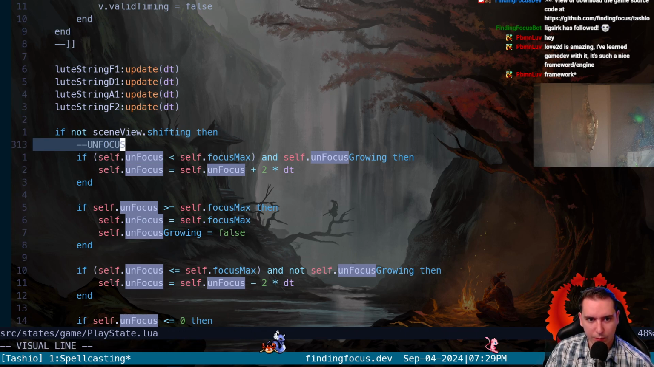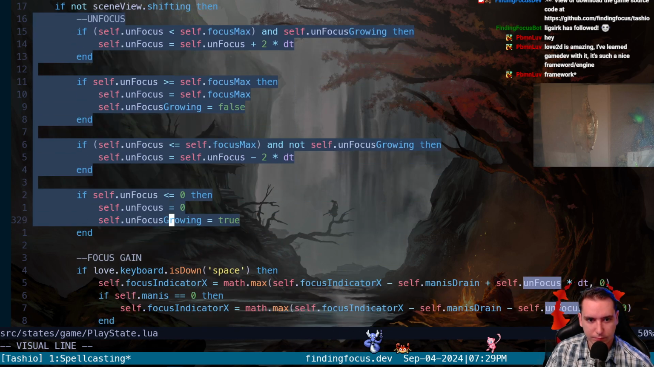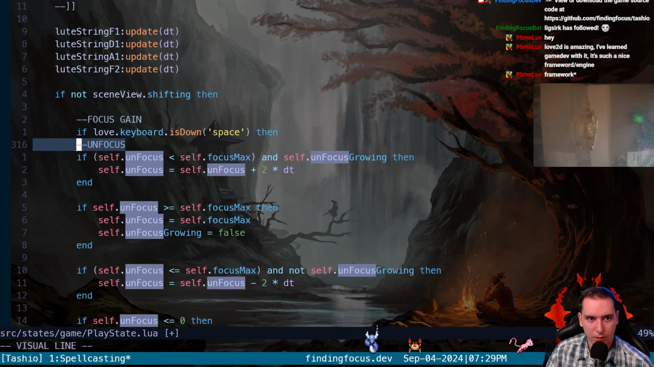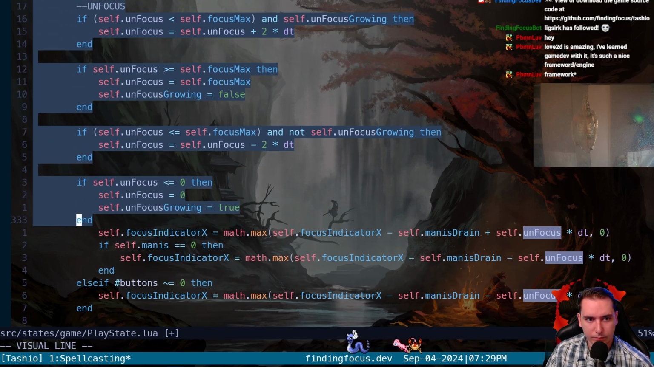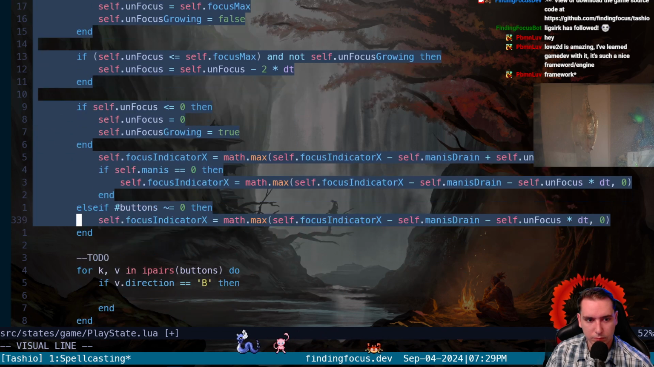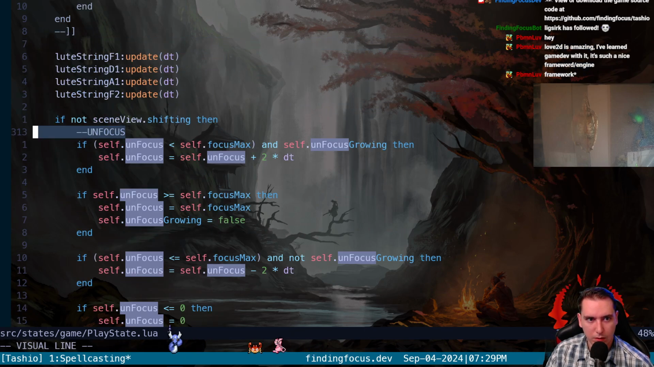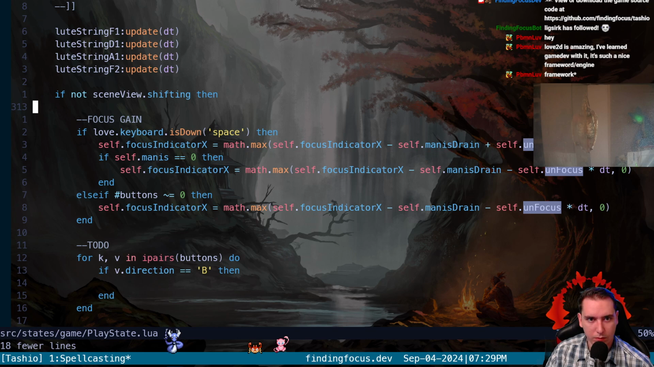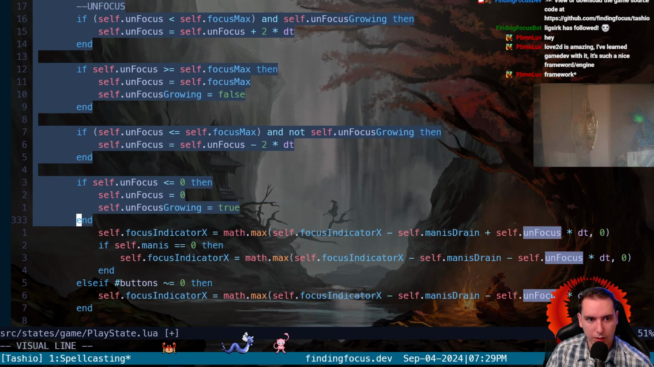See, I don't like that we're doing this willy-nilly. I think we should put it only under spacebar being pressed. What the hell did I just do? Okay, unfocus. It ends at unfocus growing, and then we can say here unfocus growing.